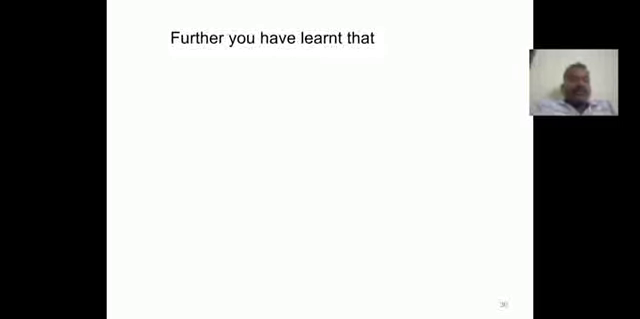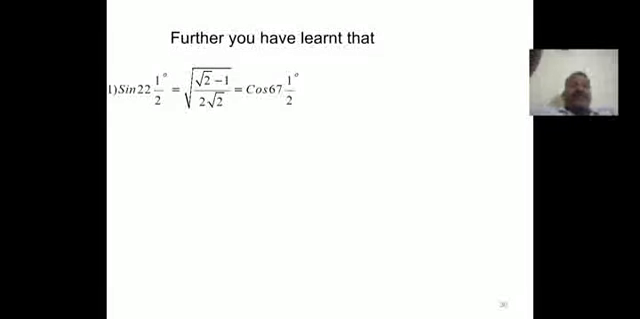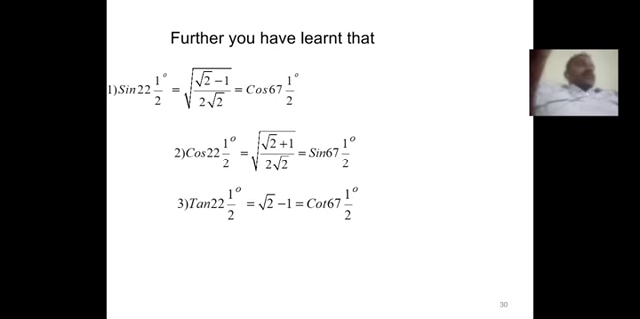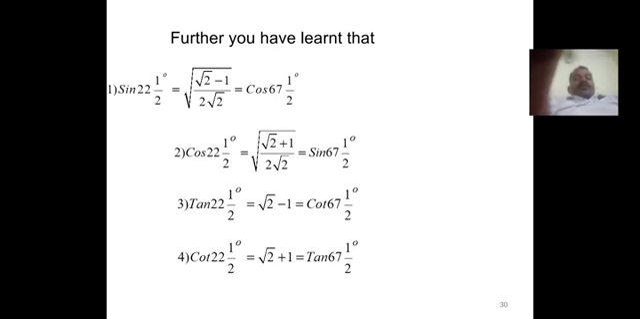Now, some of the values we have already discussed. Sin 22 and half, that is cos 67 and half, is square root of root 2 minus 1 by 2 root 2, and cos 22 and half, that is sin 67 and half, equals square root of root 2 plus 1 by 2 root 2. Tan 22 and half, that is cot 67 and half, is root 2 minus 1. Cot 22 and half, that is tan 67 and half, is root 2 plus 1.